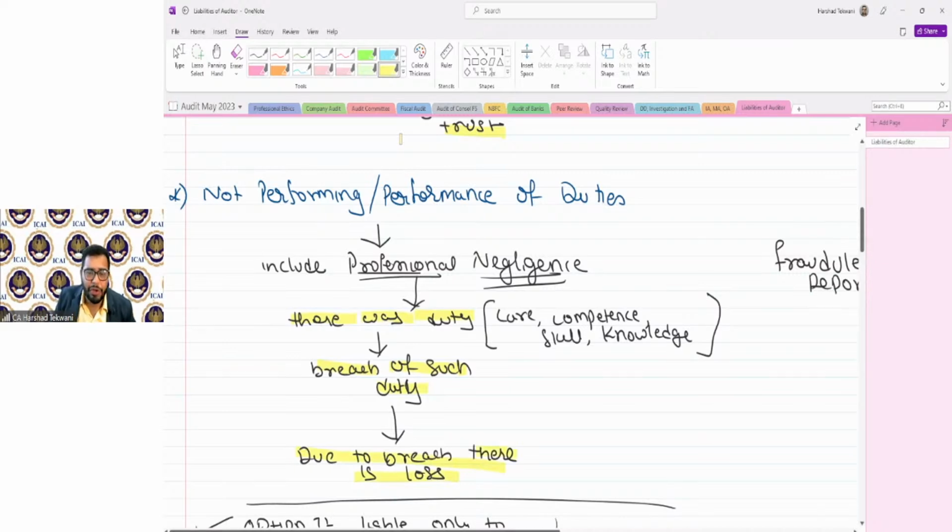Now, when I say there was a duty, it means duty to exercise care, skill, knowledge, competence. That is the term duty. When I use the term duty, it means I was supposed to use my knowledge, exercise my skill, take care of certain items, and demonstrate my competence while discharging any task, assignment, or engagement. So basically that becomes my professional negligence.